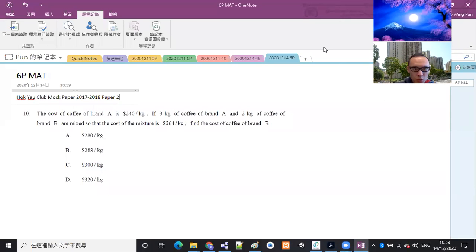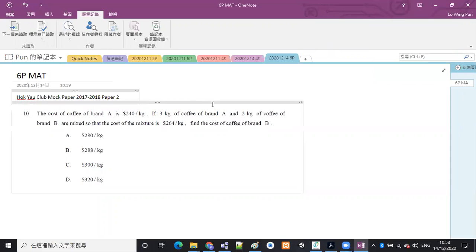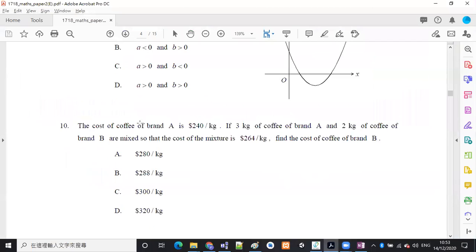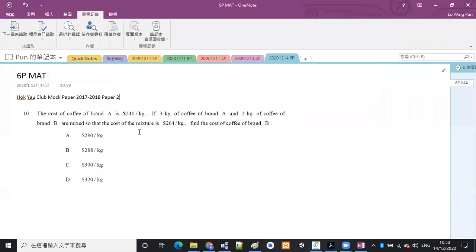So let's continue talking about the Hot Yacht Club mock paper 2017 to 2018 paper 2. Last Friday, we were stopping at question number 9, okay? And then today, we will start from question number 10.